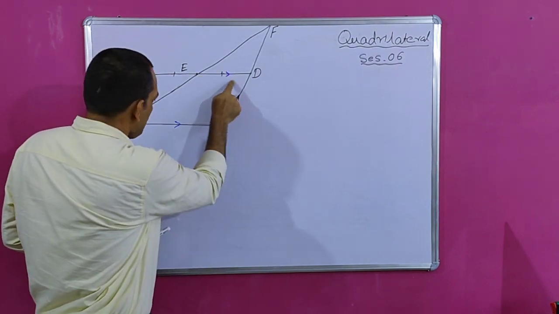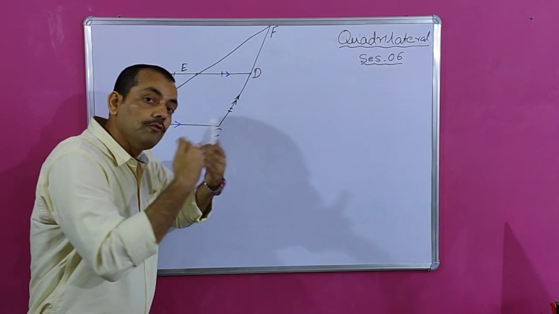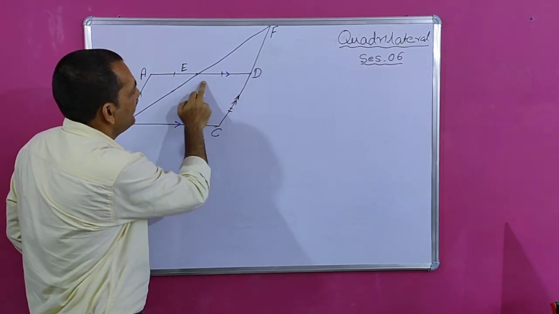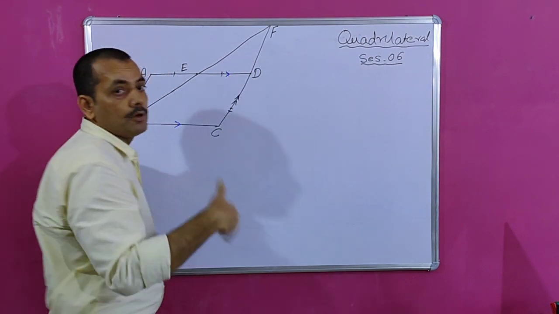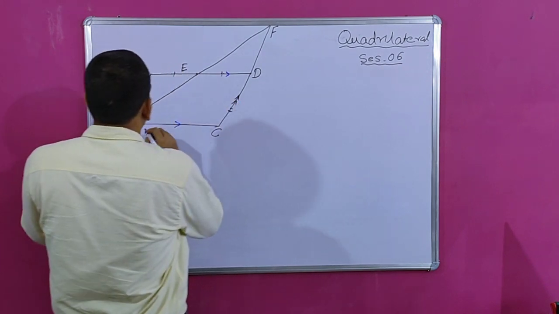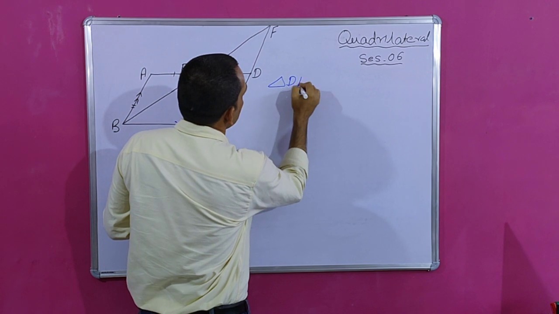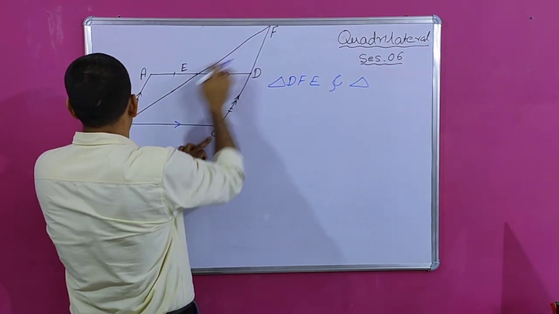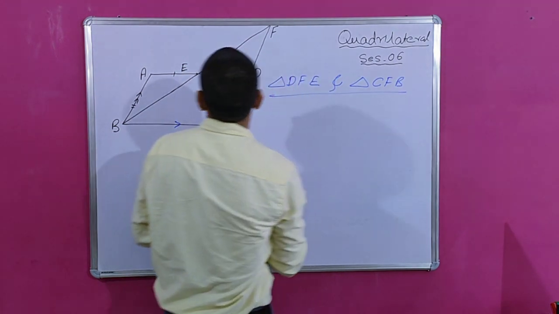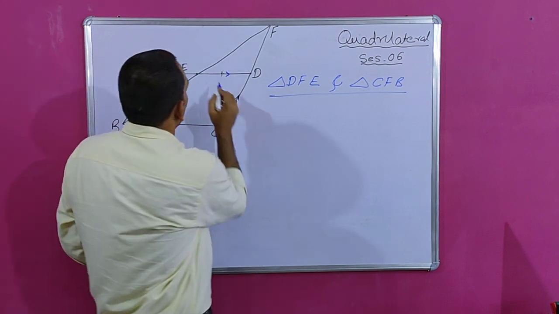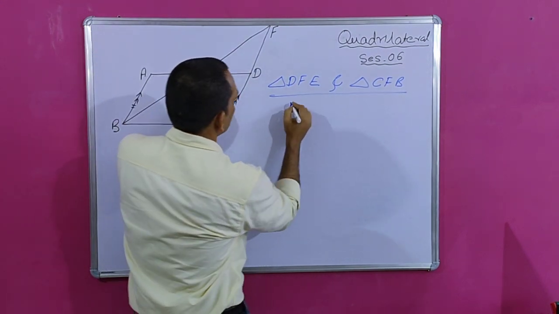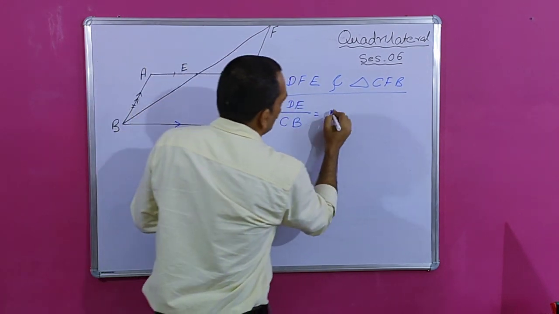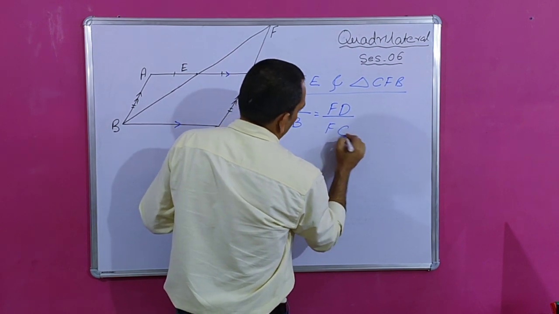At the same time, DE is half of BC. So we'll use the converse of the midpoint theorem. What is that? If a line is drawn parallel to the base and it is half as well, it will divide the other two sides in the same ratio. As a result, let's go through triangle DFE and triangle CFB. Because this line is parallel and half, automatically DE by CB will be equal to FD by FC.